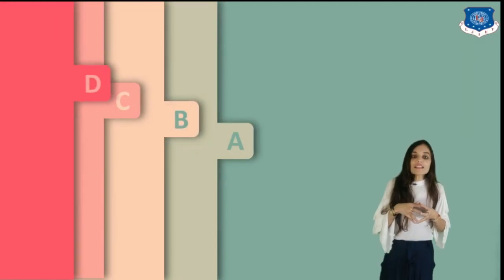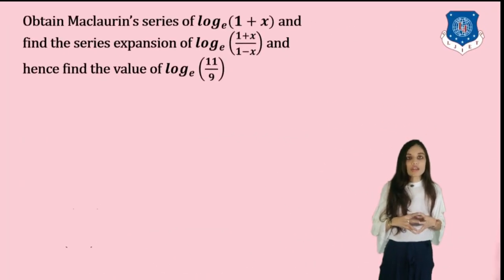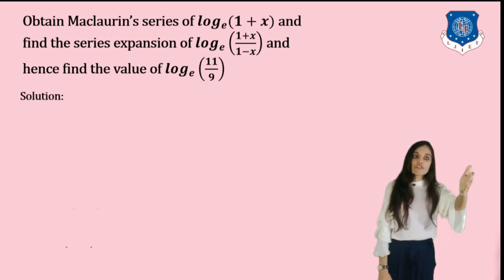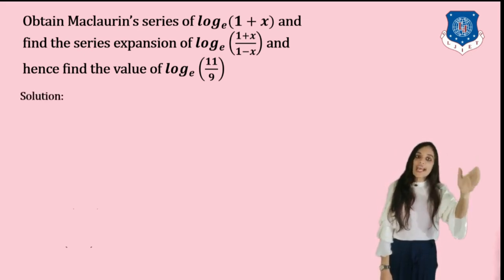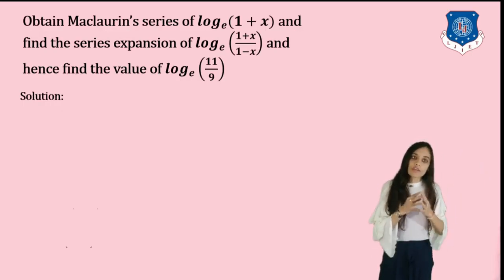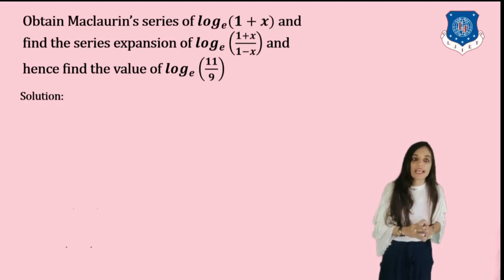Next, let us solve a few more examples based on Maclaurin series. Our example goes as: obtain the Maclaurin series of log 1 plus x and using it find the series expansion of log of 1 plus x upon 1 minus x and hence find the value of log 11 by 9. Log to the base e means ln, that is natural log. Now let us begin with our solution.